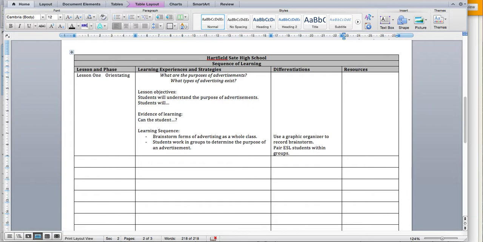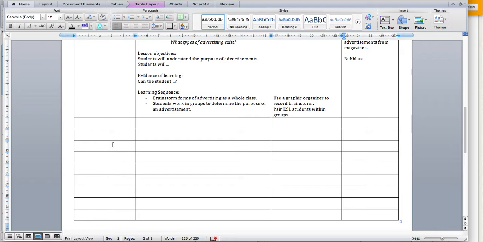For resources, you don't need to go and find every single worksheet or activity that you need. All you need to do is say that for this one we'll need a range of advertisements from magazines. Okay, that might be your resource. I've got Bubbles on my mind. Okay, we'll use that for the brainstorm. And that's what you need to put into your unit plan.